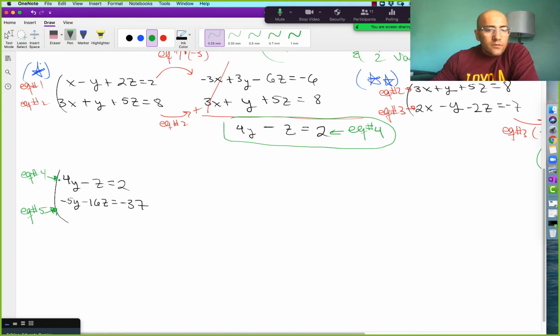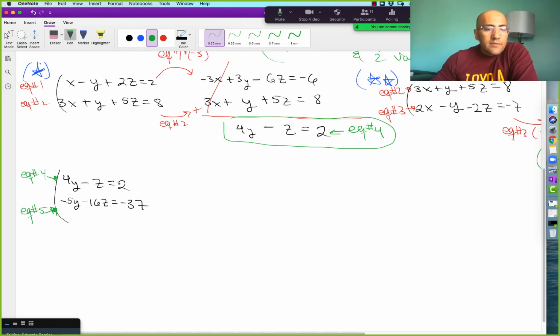Good. Okay, so now we gotta target this for elimination. We can cancel out the y's. Least common multiple is going to be 20. 4, 8, 12, 16, yep, 20. Or we can cancel these guys, and least common multiple is going to be just the 16. So I could multiply both of these by 16. Let's do that.